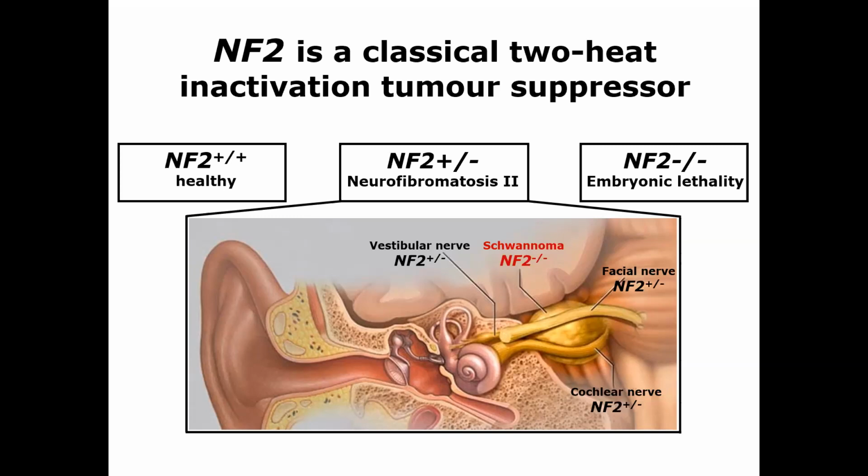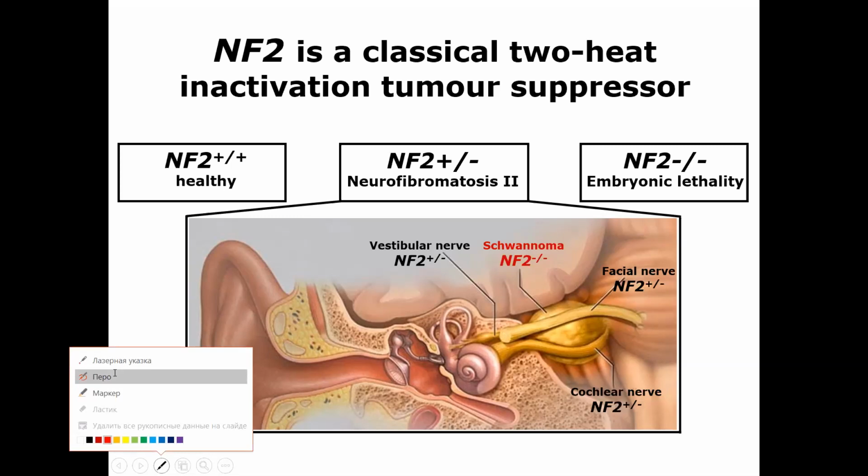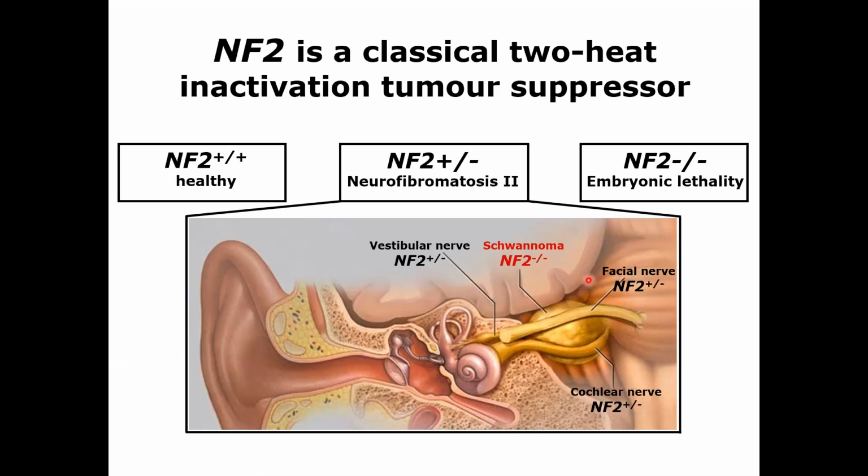So most tissues are heterozygous on the NF2 gene. And when a spontaneous inactivation of the second allele occurs in neural tissues, this causes the development of the tumor. So this one is a homozygous NF2 negative tissue, and all the rest are NF2 heterozygous.